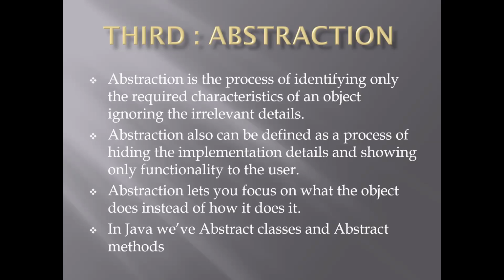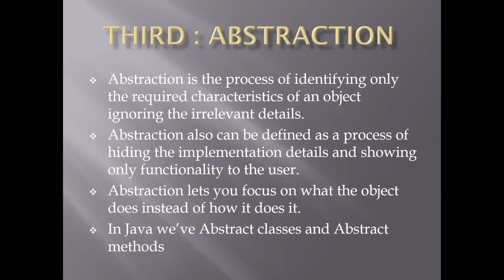So, abstraction in Java can be achieved by either abstract class or interface. So we have here two possibilities to achieve abstraction: either abstract class or interface. Today we will talk only about abstract class because I don't want you to get confused. Later, in another session, we will discuss interface.